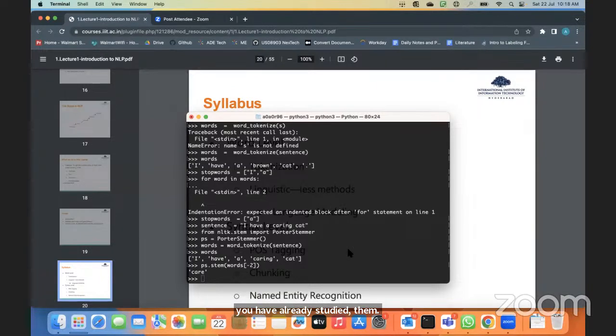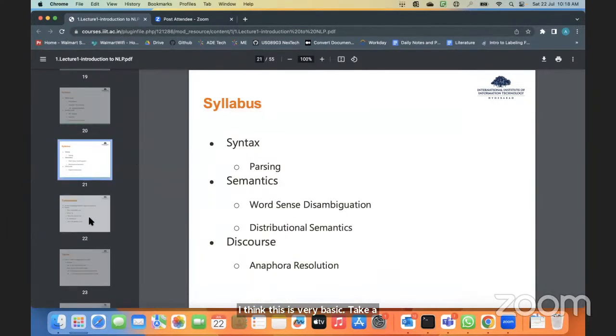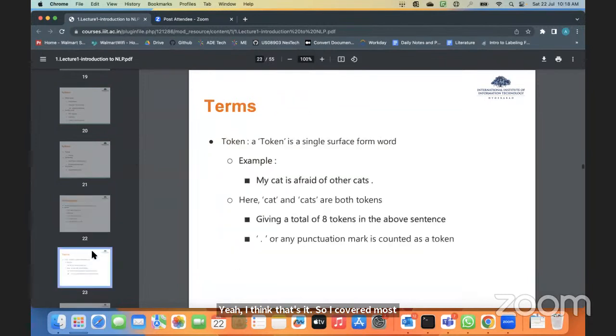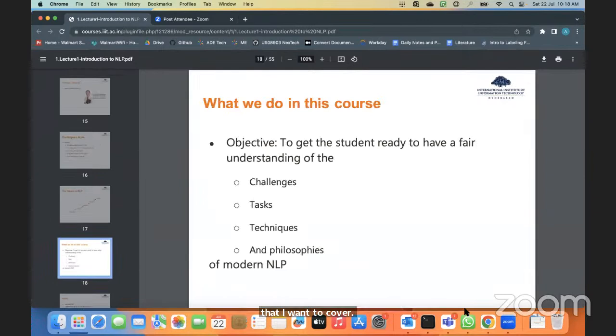Then I think this should be a very introductory session. ML, DS, DA. Oh, nice. Then we can move to something a little more complicated. I think this is very basic. I covered most of the things that I wanted to cover for today, at least. So for now, I think I'll stop the session. Okay, fine.